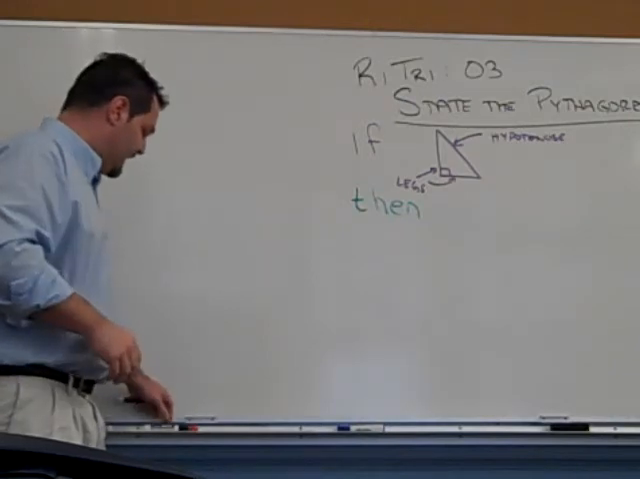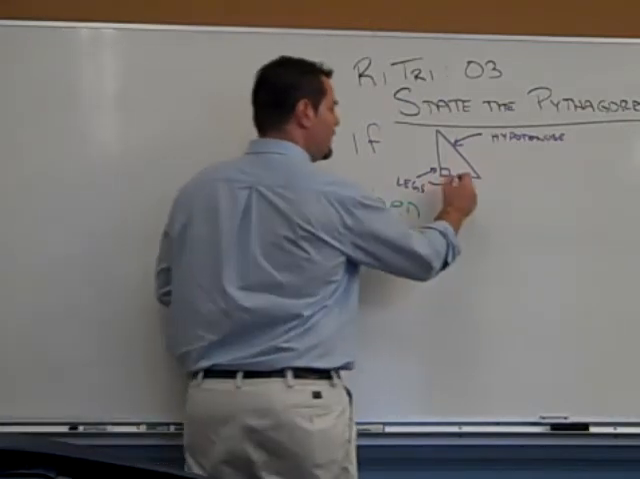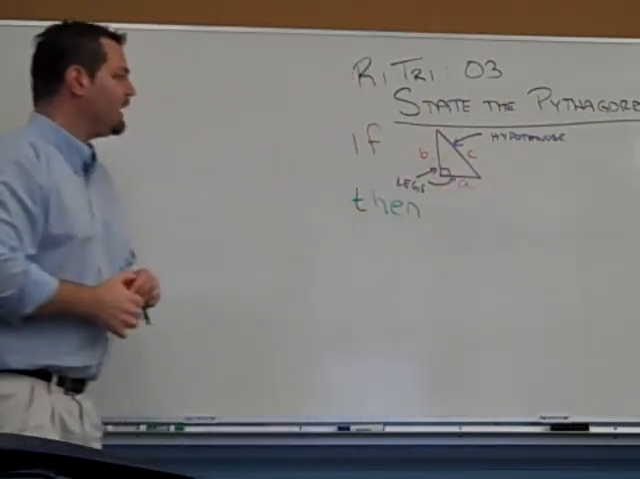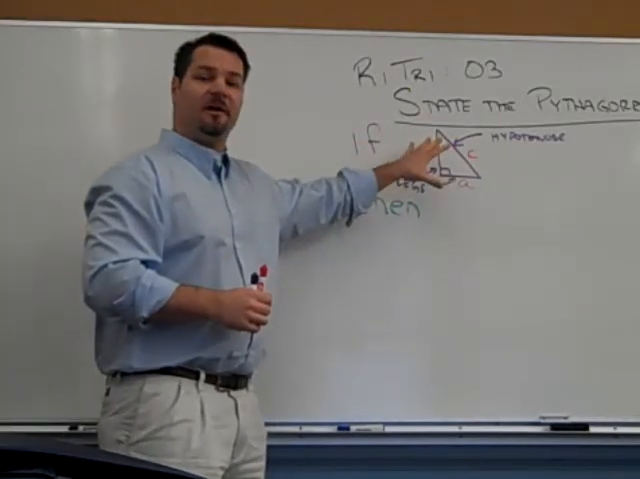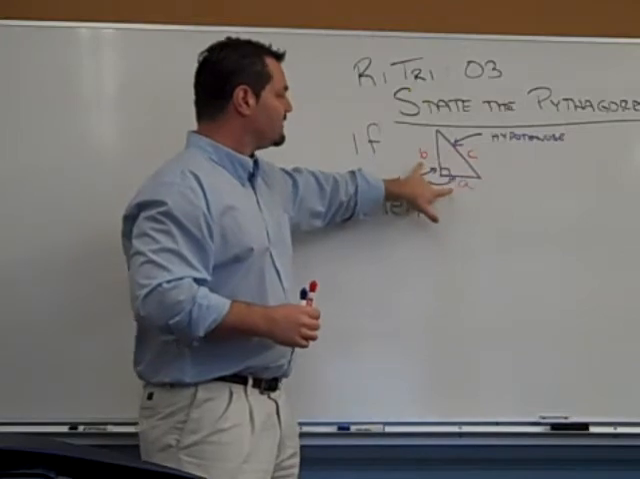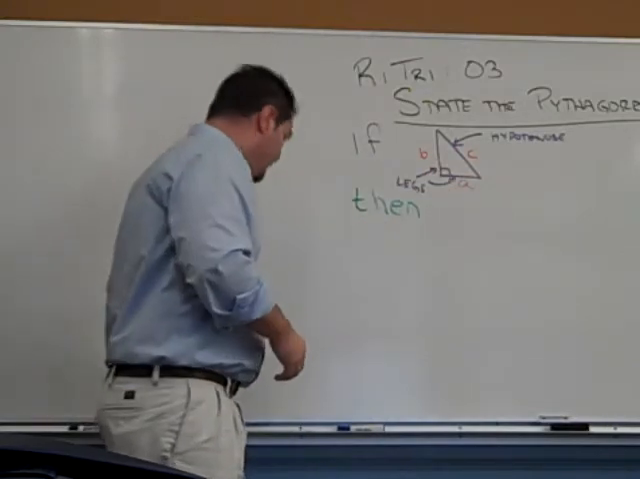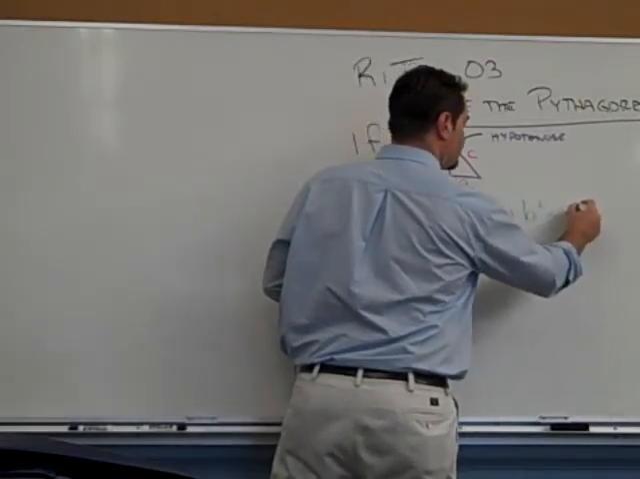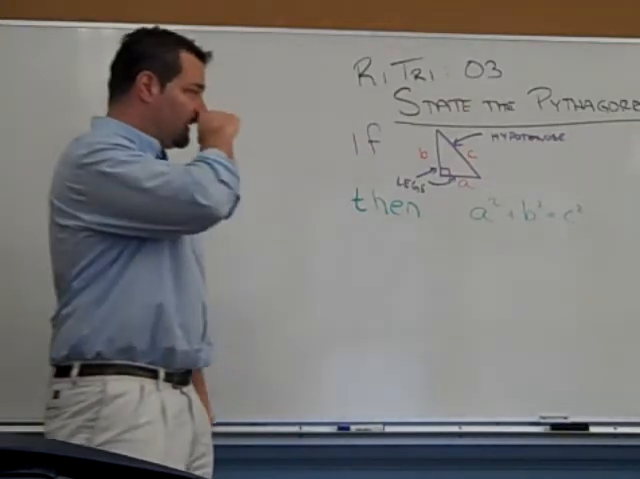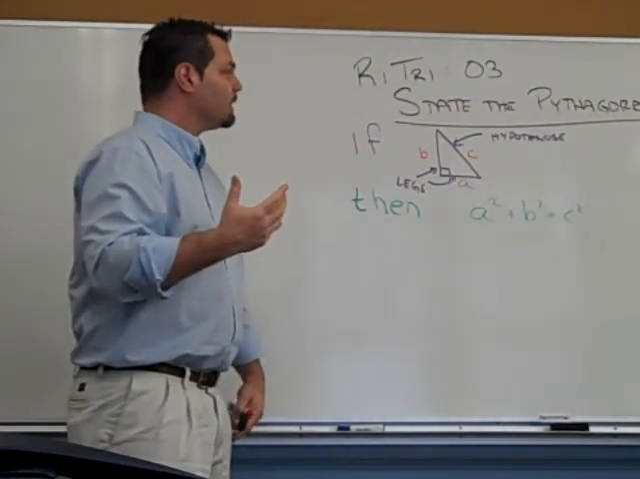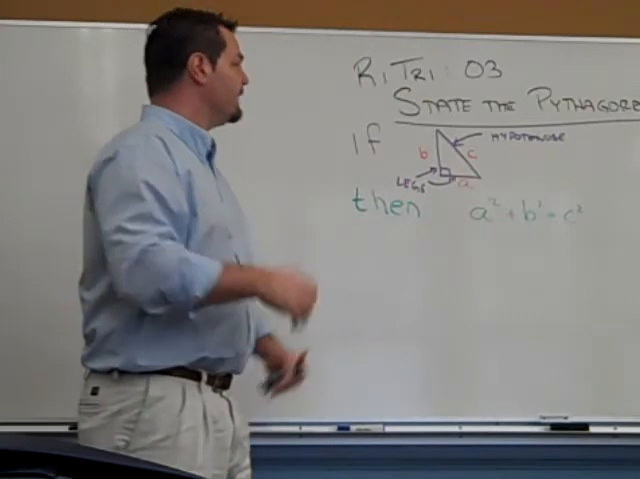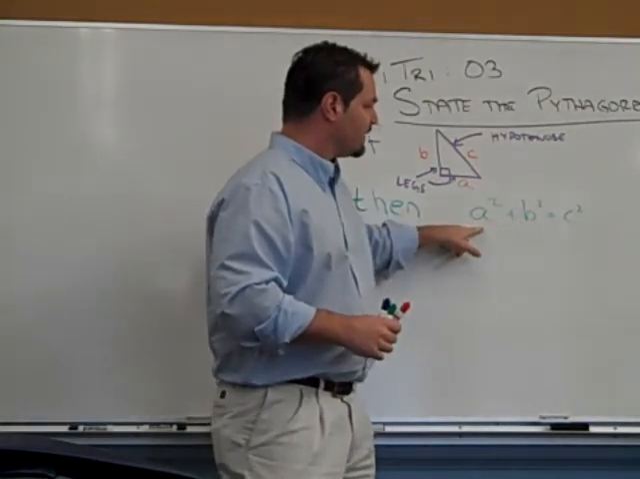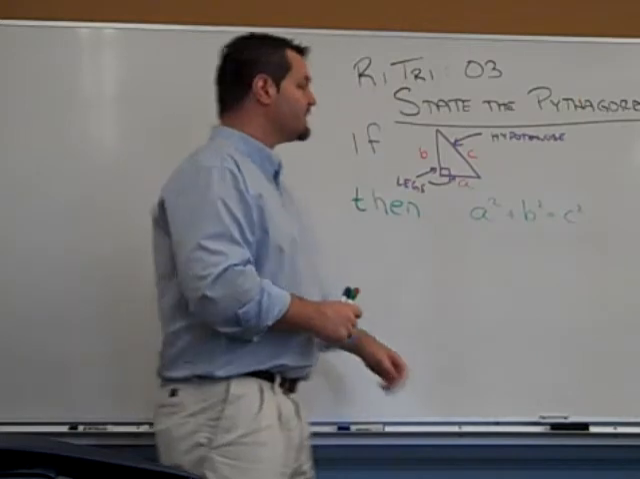If we label these sides with letters, A being a leg, B being a leg, and C specifically being the hypotenuse, in other words, a right triangle with hypotenuse labeled as C and the 2 legs labeled as A and B, then the following relationship occurs. A squared plus B squared equals C squared. That is the Pythagorean Theorem. It could be stated as a worded statement, such as the sum of the squares of the 2 legs of a right triangle is equal to the square of the hypotenuse.